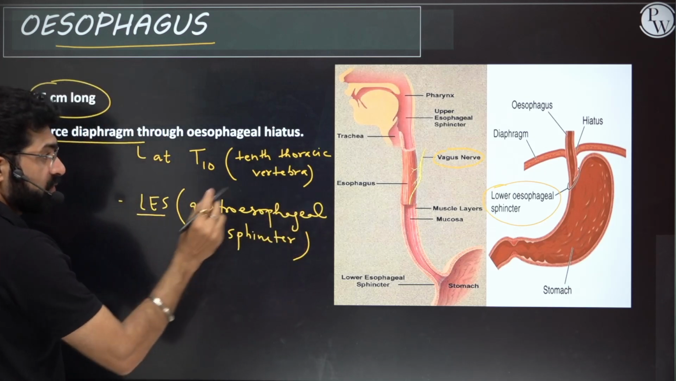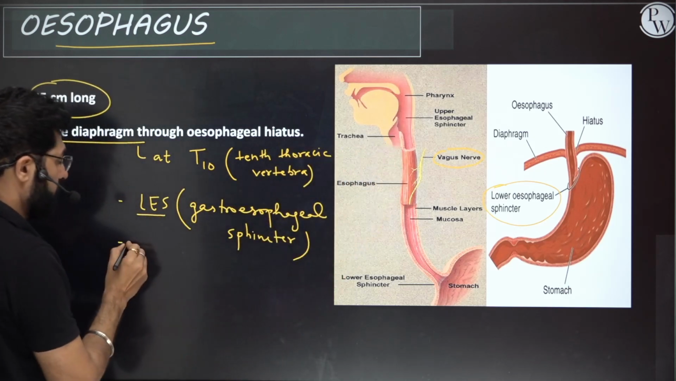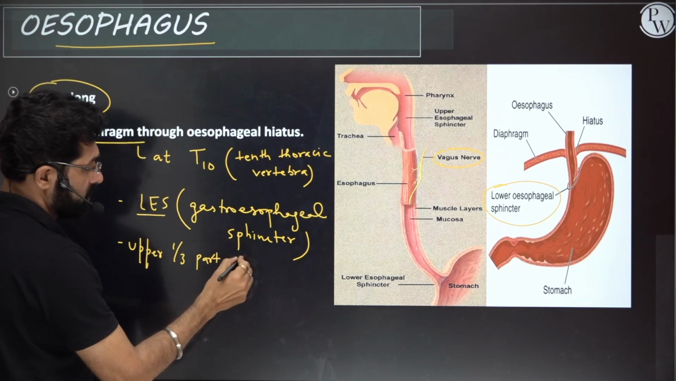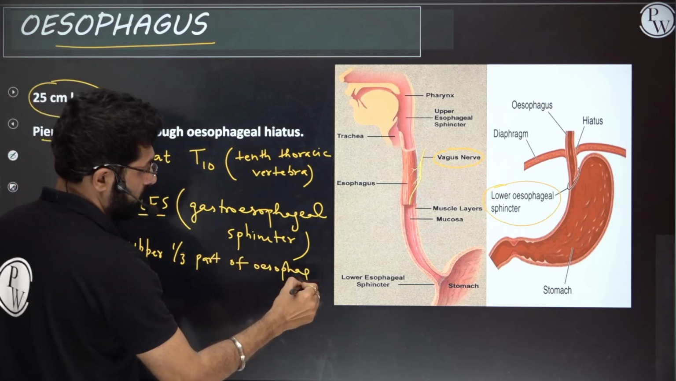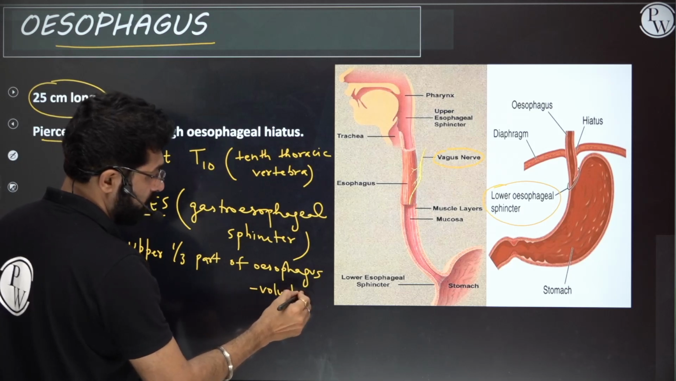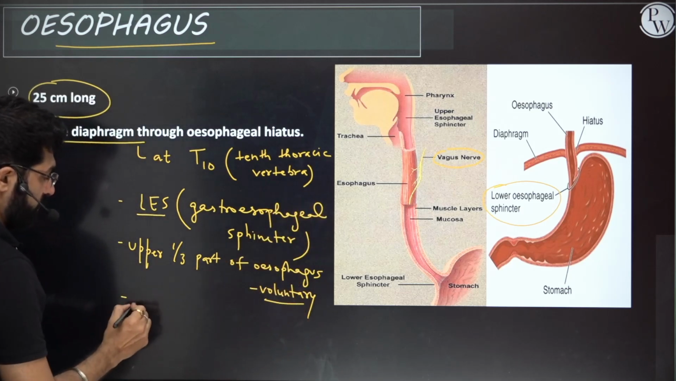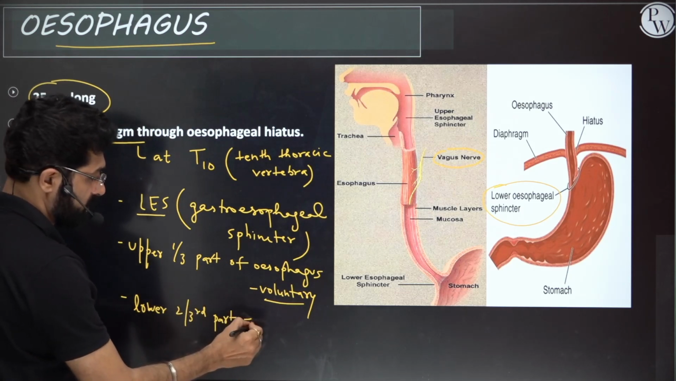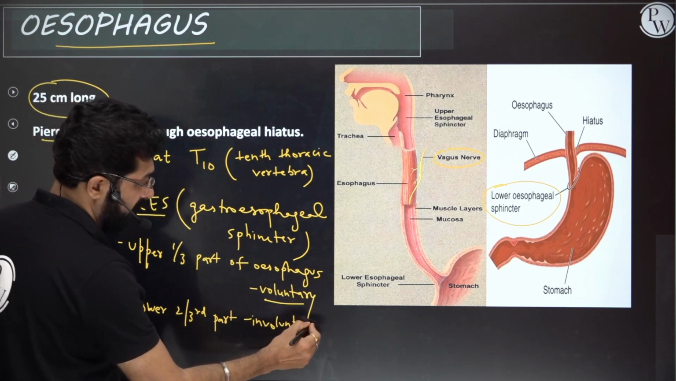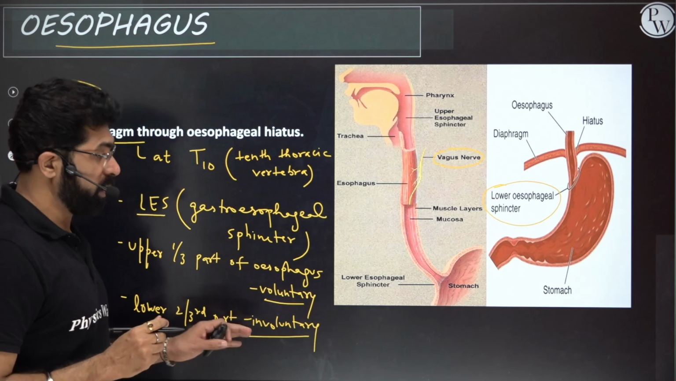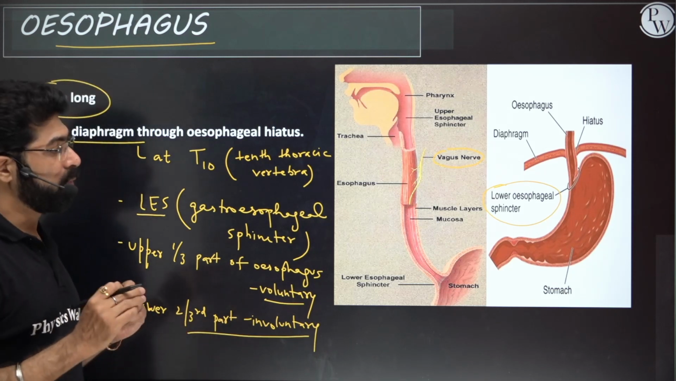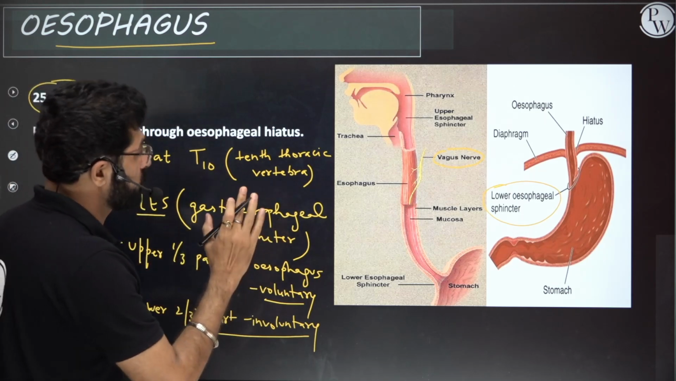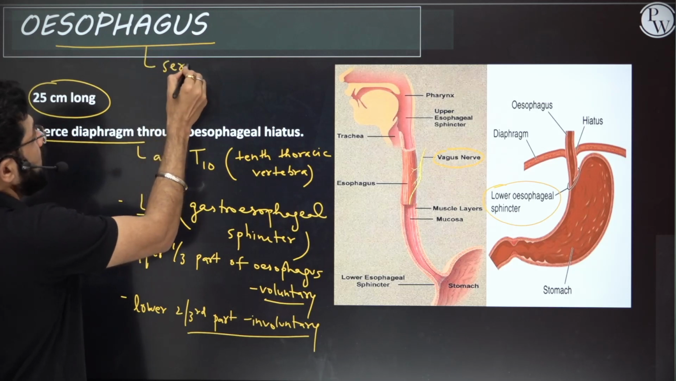Esophagus upper 1/3 part is voluntary. Upper 1/3 part of esophagus is voluntary. That means you can control it during swallowing. Whereas lower 2/3 part is involuntary, where the peristalsis goes on. So here peristalsis will go. Moreover, the visceral peritoneum or the serosa is absent in esophagus. So esophagus, serosa is absent.